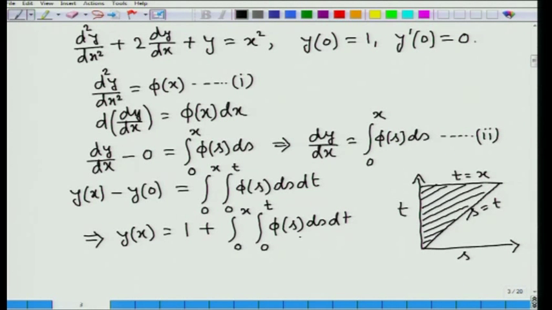Now, if we interchange the order of the integral, then after interchanging the order of integral, we can find this is going to be 1 plus integral 0 to x (x minus s) phi(s) ds. So, interchanging the variable of integration, we will be getting this equal to y. So, we have assumed d2y/dx2 equal to phi(x), then from there we have derived, using the given initial condition y dot(0) equal to 0, that dy/dx equal to this one, and finally using y(0) equal to 1, we have obtained y(x) equal to this one.